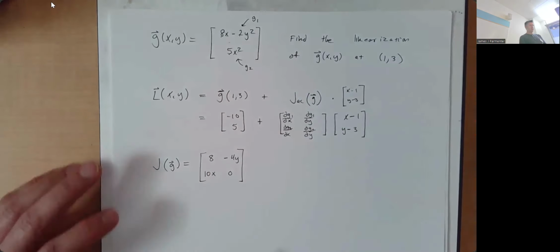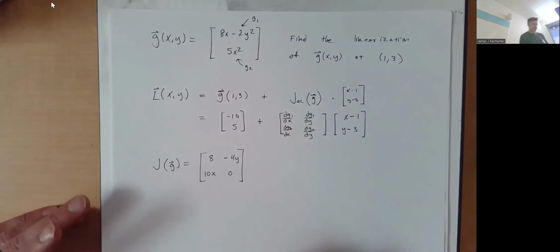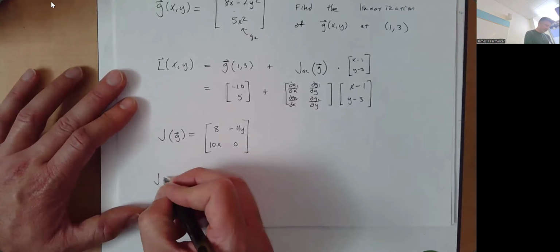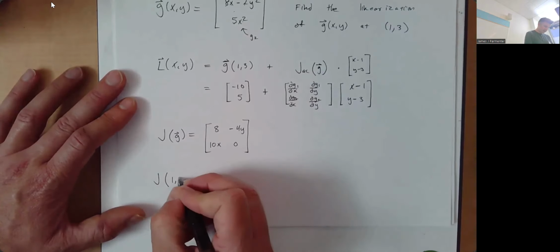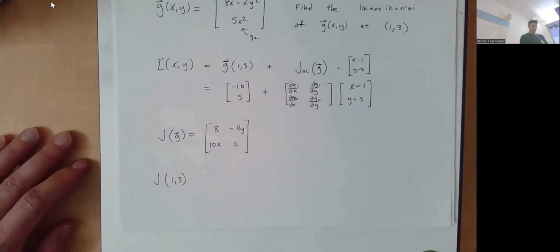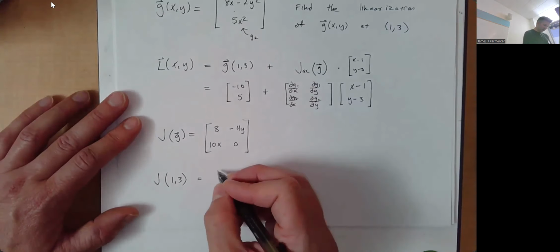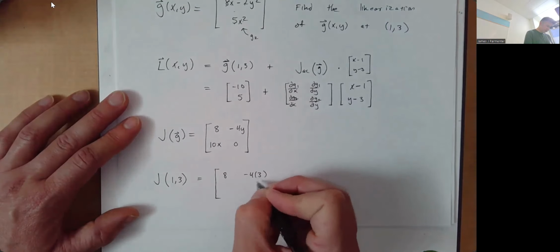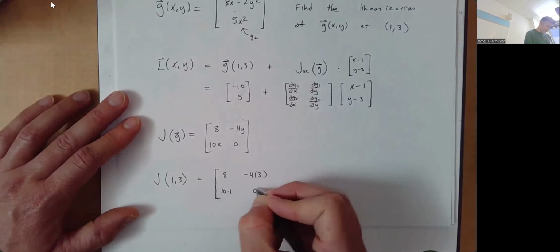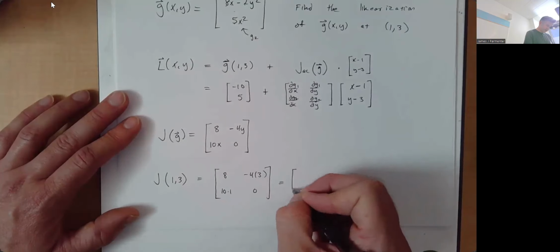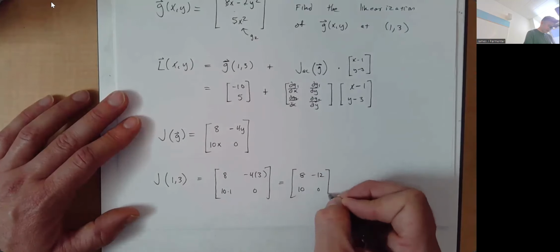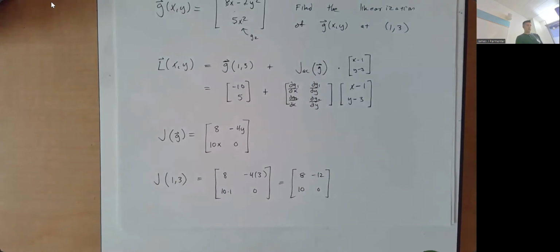And sorry, I should say, we usually don't write the Jacobian of the function. That's kind of not great notation. What we should really be writing is that we want to find the Jacobian at the point 1, 3. And so if we plug in 1 for x and 3 for y, we get 8, negative 4 times 3, 10 times 1, and 0. So our Jacobian here is 8, negative 12, 10, 0. But all we're really getting here is just all the partial derivatives at the particular point.